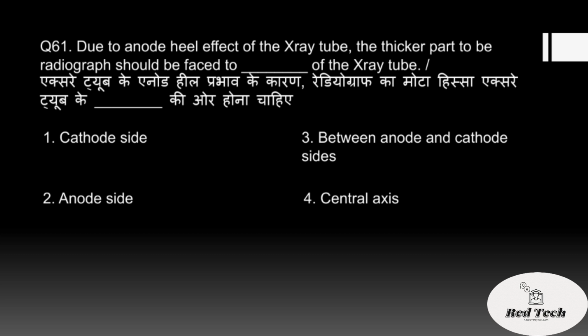As you know, in the heel effect, the intensity of the X-ray beam is not the same around the radiograph. So the right answer is option number 1, which is cathode side. The thicker part of the body part should be put on the cathode side so as not to face any contrast difference of the body part.